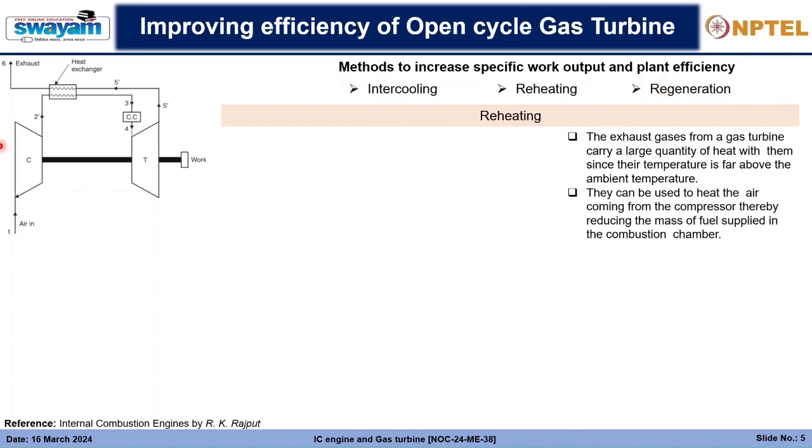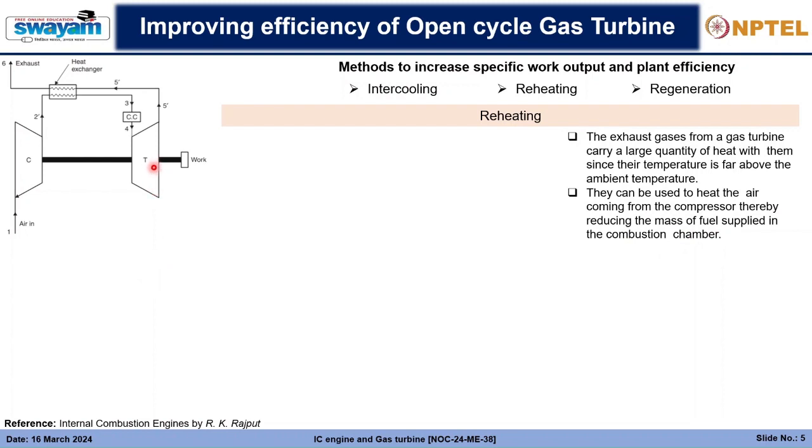So this is regeneration we are talking about, and the basic concept of regeneration is that the exhaust gases from a gas turbine carry a large quantity of heat with them since their temperature is far above the ambient temperature. Yes, the exhaust gas coming out of the turbine has a much higher temperature as compared to the ambient temperature. Thus there is a huge amount of heat loss, so that they can be used to heat the air coming from the compressor, thereby reducing the mass of fuel supply in the combustion chamber.